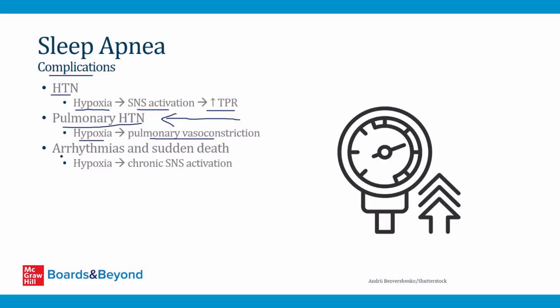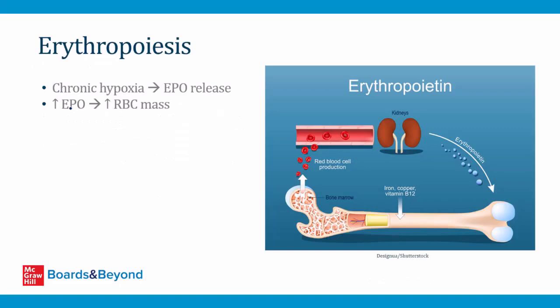And then beyond this, patients can develop arrhythmias, which can cause sudden death. And once again, this is because of the hypoxia that occurs at night during sleep, causing chronic activation of the sympathetic nervous system, which drives the heart to beat faster and contract harder, and that can lead to arrhythmias and sudden death.